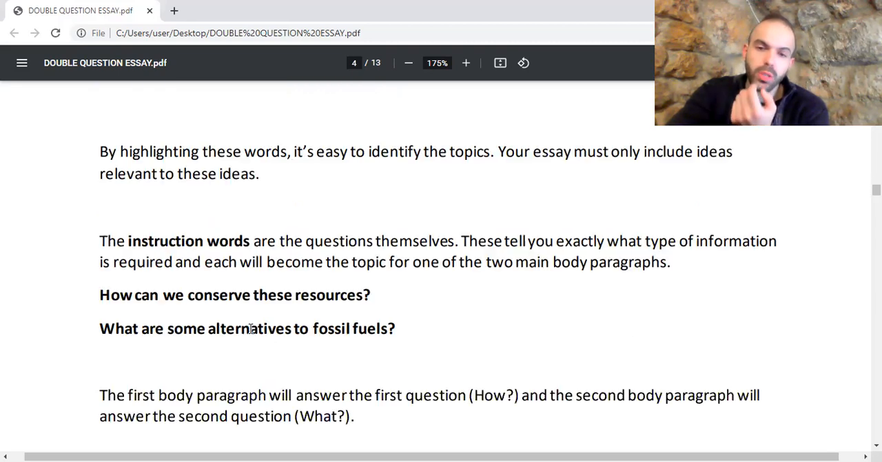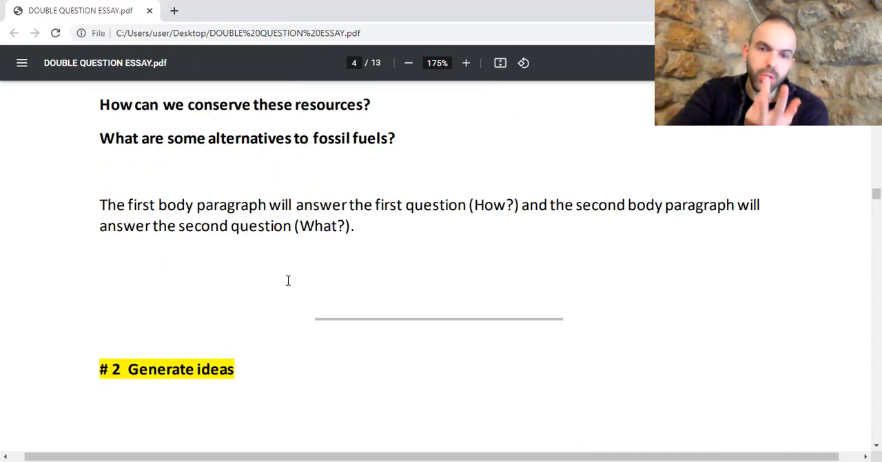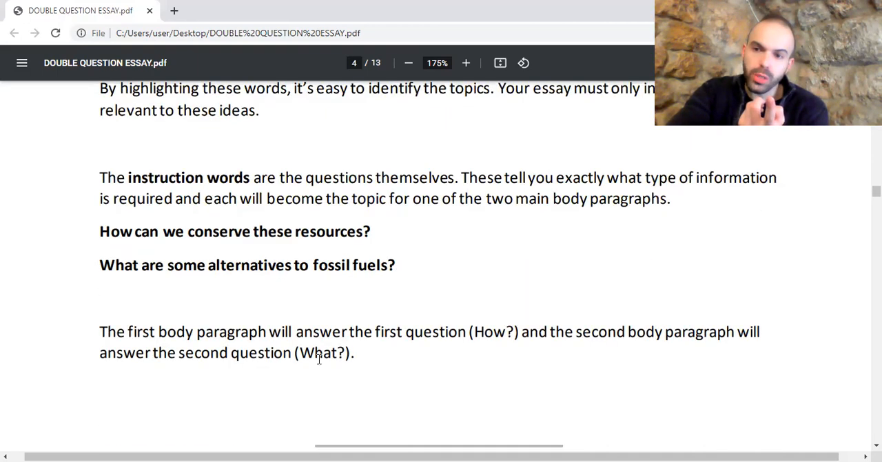So the instruction words are actually in the questions themselves. The first body paragraph will answer the first question, which is how, and the second body paragraph will answer the second question, which is what. So these are the instruction words, how and what. So the WH questions or the H questions.